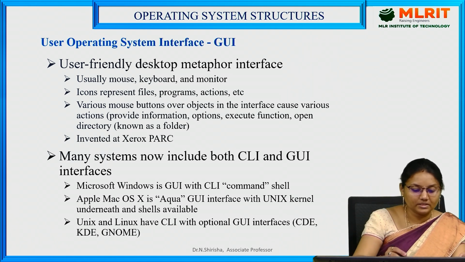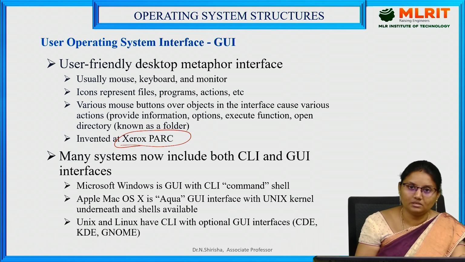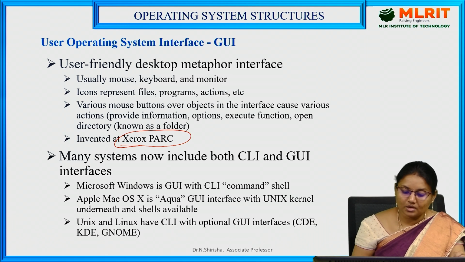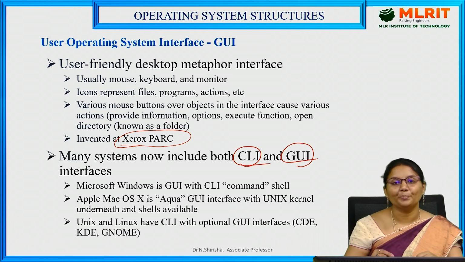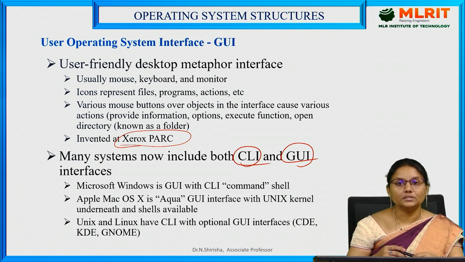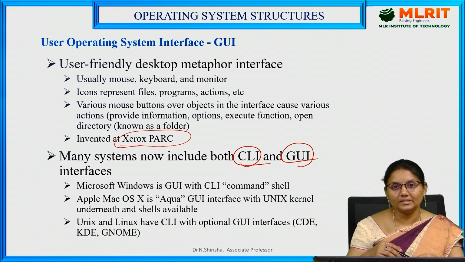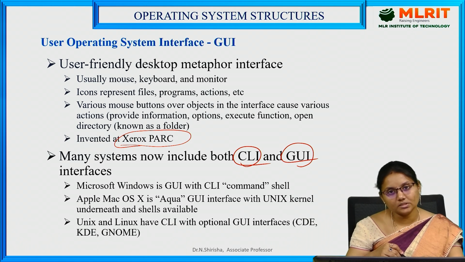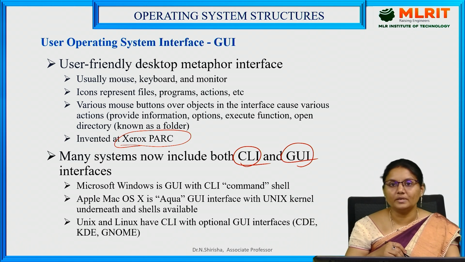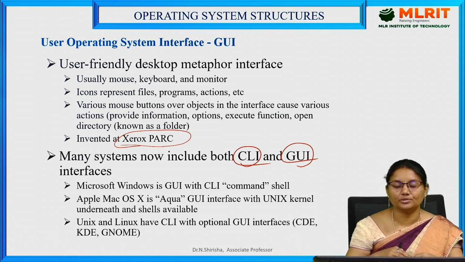And invented at Xerox PARC, this is where the GUI was introduced. And many systems now include both the CLI and also GUI interfaces. Suppose you go with the Linux operating system Ubuntu. If you open the desktop of that Linux operating system using Ubuntu, you can operate using the GUI, and also you have a terminal where you perform command line operations. So these two are also possible in the Linux operating system.